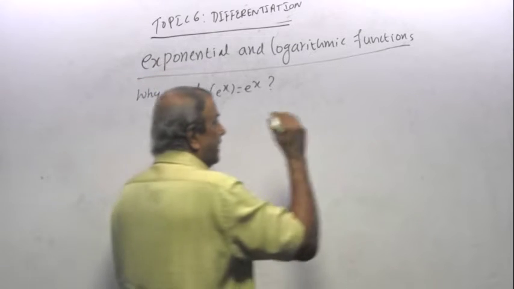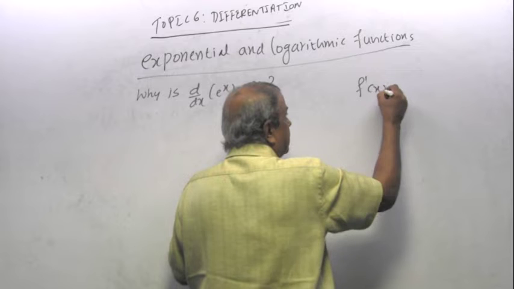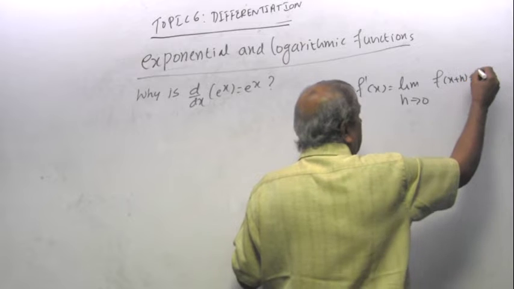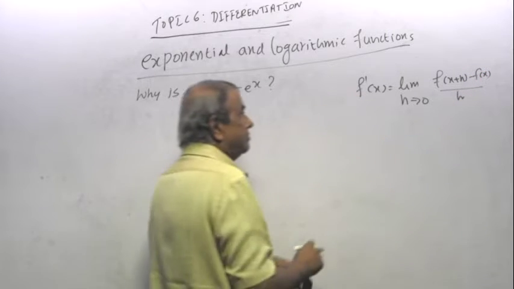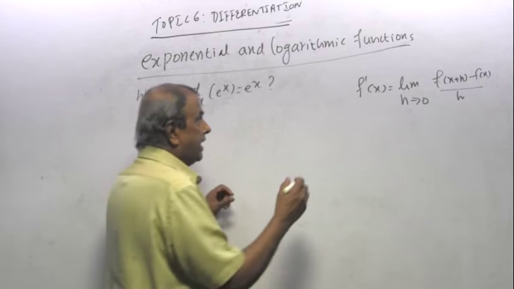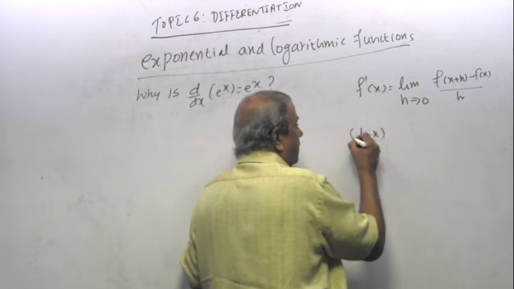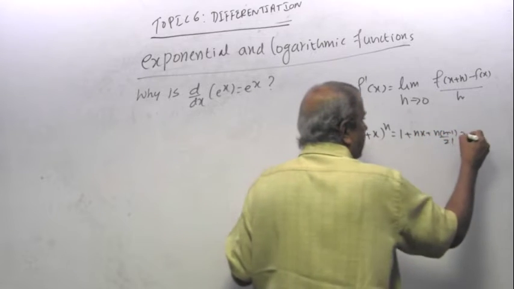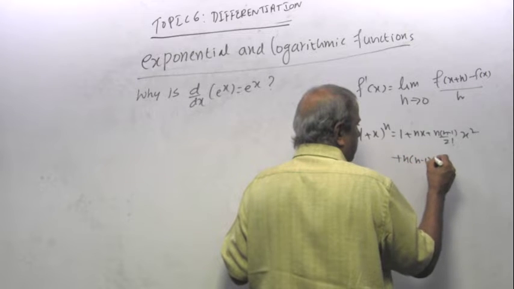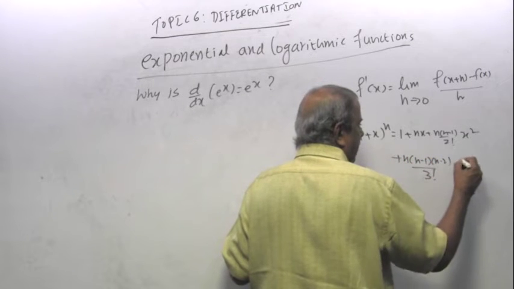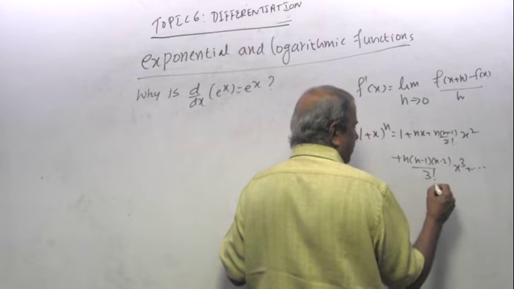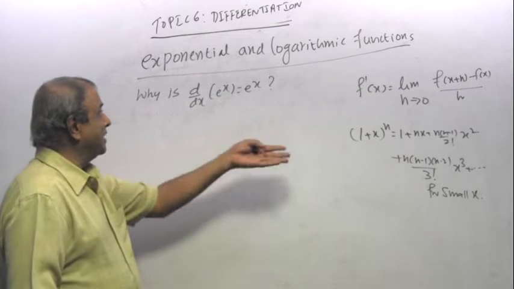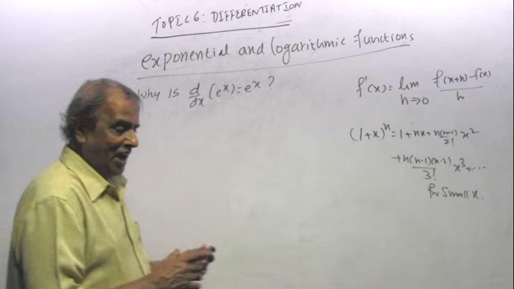To understand this, I need the definition. Remember, f dash of x is the limit as h tends to 0 of f of x plus h minus f of x over h. I need that. I also need the binomial theorem: 1 plus x to the power n is 1 plus nx plus n times n minus 1 over 2 factorial x squared plus n times n minus 1 times n minus 2 over 3 factorial x cubed plus etc. And this is for small x. I need those two. So where's the link between that and this? Very interesting, as you will learn.